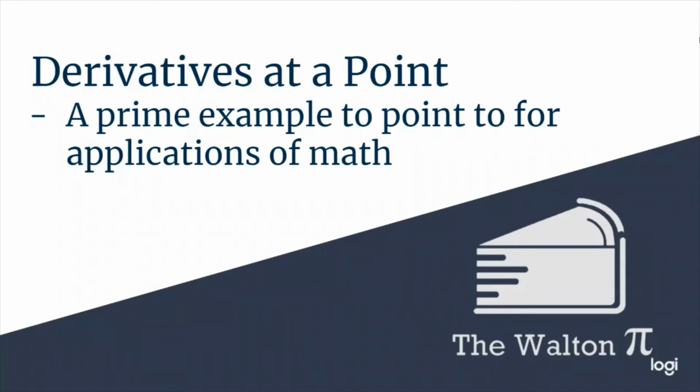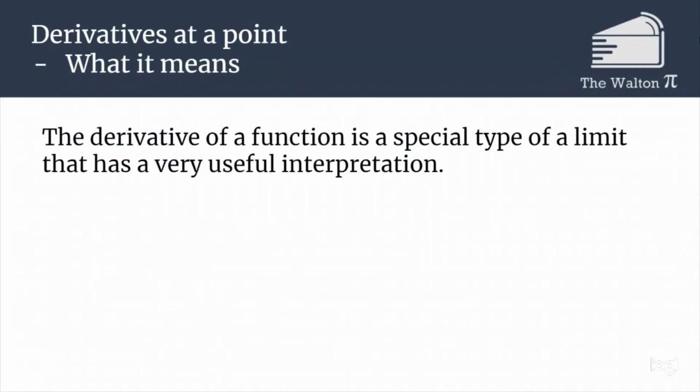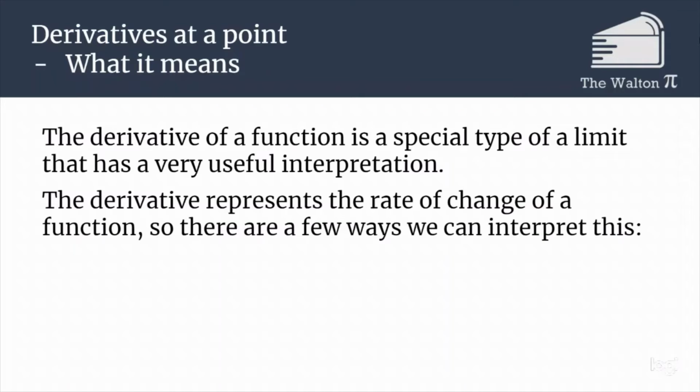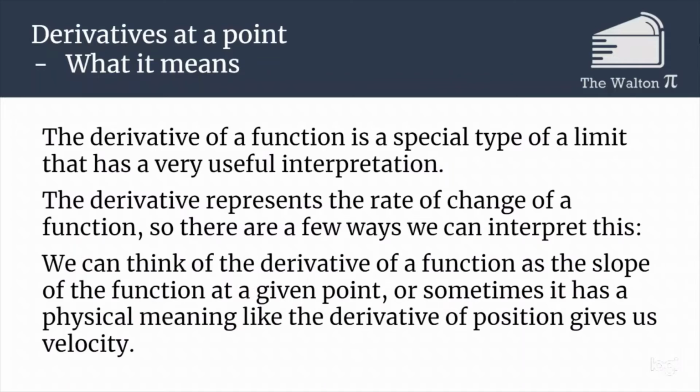Today we're going to be talking about derivatives at a point as well as how to calculate them. The derivative of a function is a very special type of limit that has a very useful interpretation. The derivative represents the rate of change of a function. There are a few different ways we could interpret this.